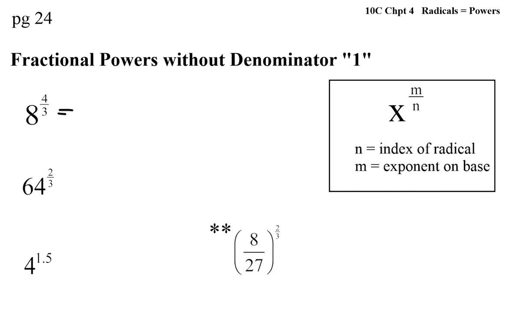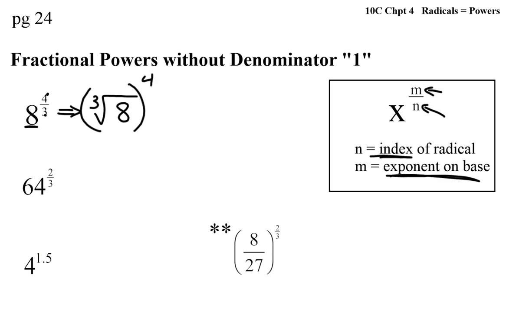So here we go. 8 to the 4/3. What does this tell us? Well, it tells us we have a radical with a radicand of 8. 8 is our radicand. What's the denominator 3? The denominator is the index. So we know we're going to have the cube root of 8. And then I like to say I have that cube root of 8 and the 4, the numerator, is the exponent. So there's our new radical.